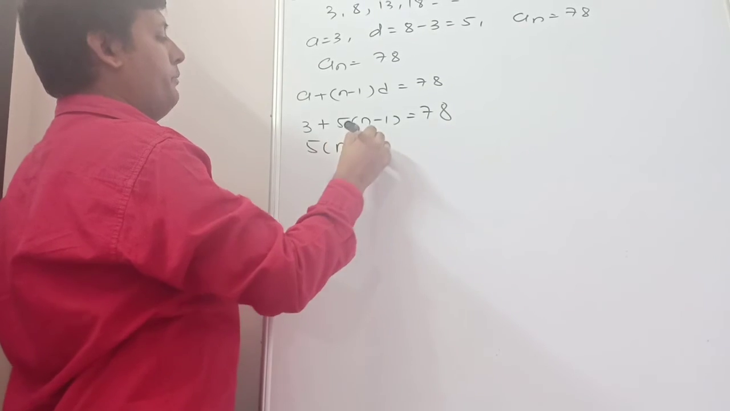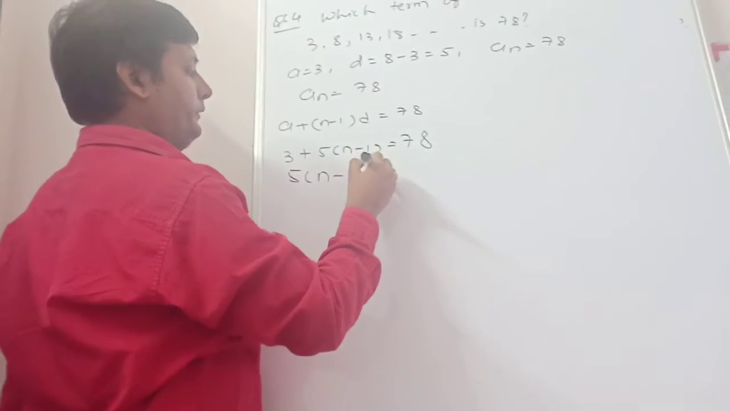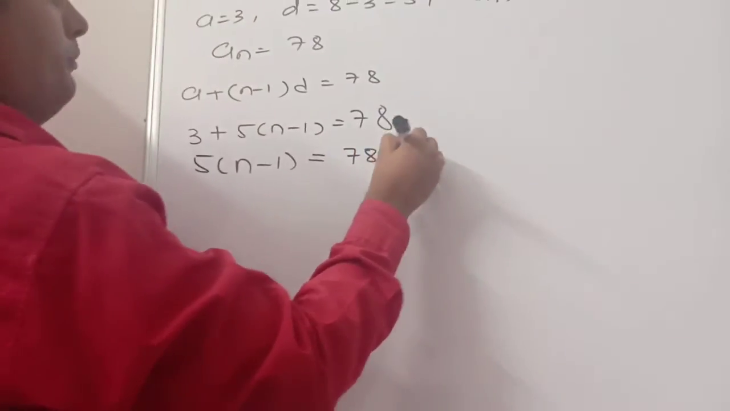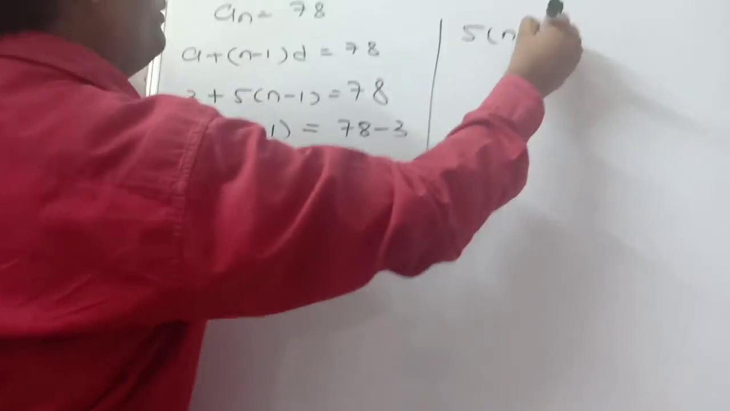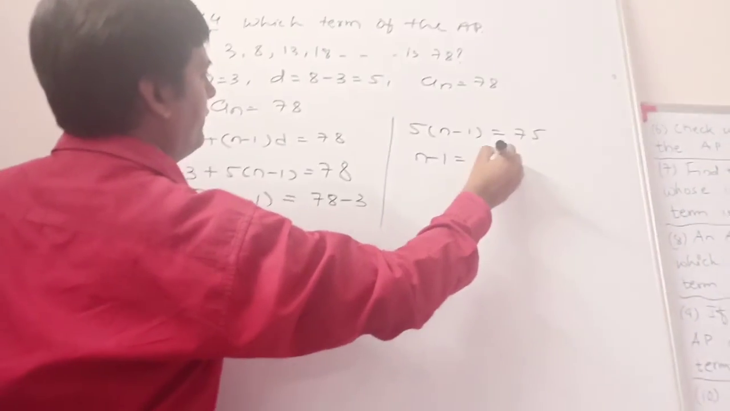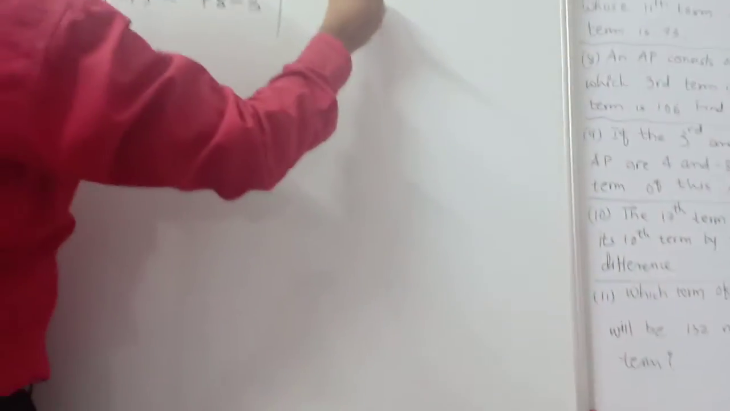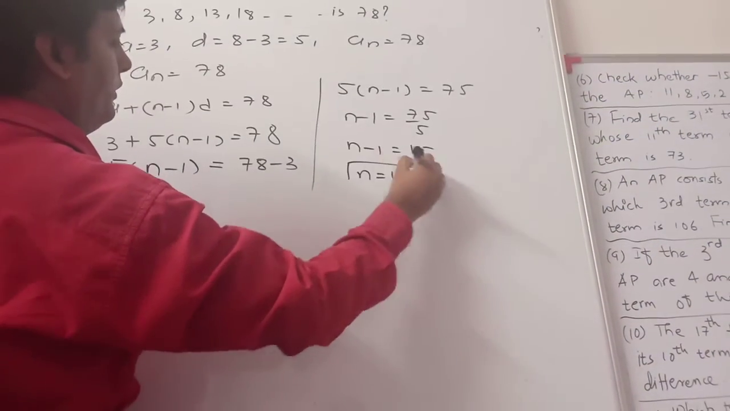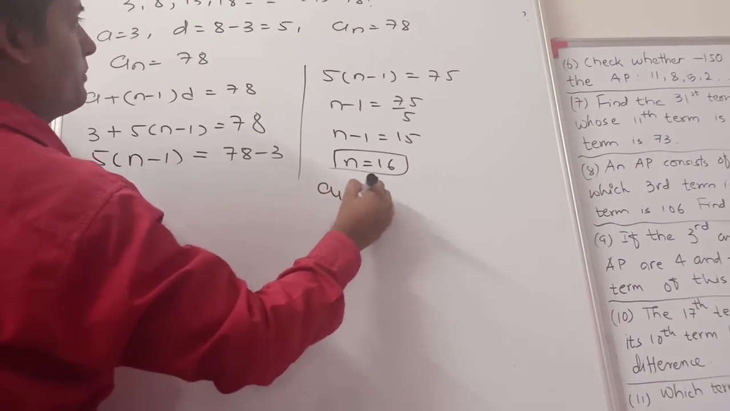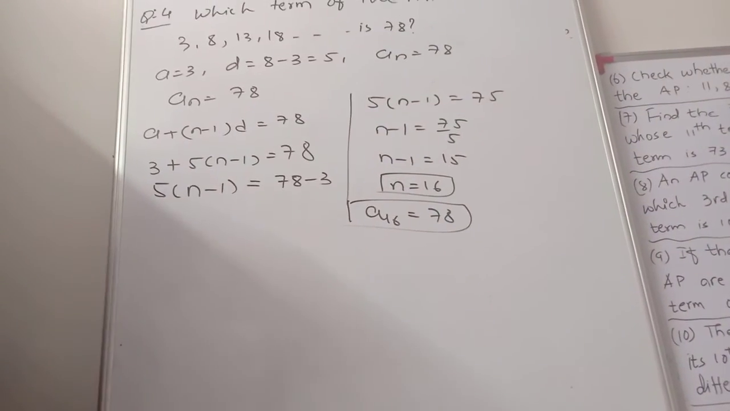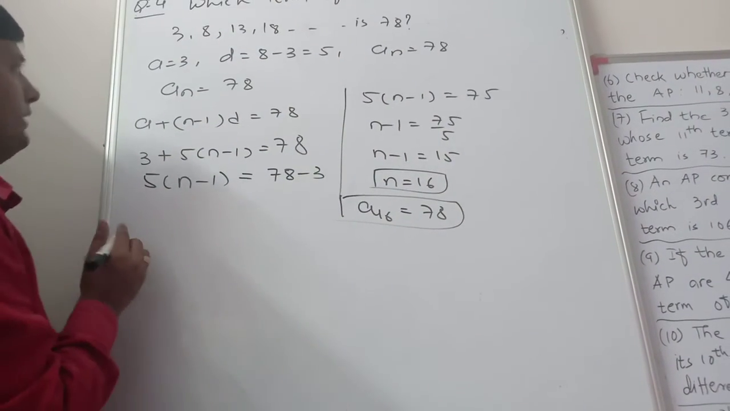So 5 into n minus 1 is equal to 78 minus 3, right? So 5 into n minus 1 is equal to 75. So n minus 1 is 75 by 5. n minus 1 is equal to 15. So n is equal to 16. Right? So here the 16th term becomes 78. Understand? Okay. Clear? You can also check the answer easily.